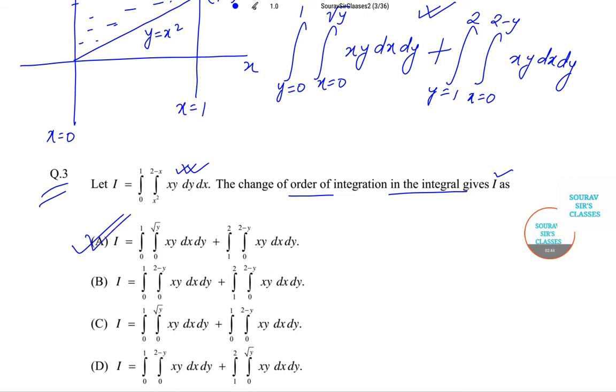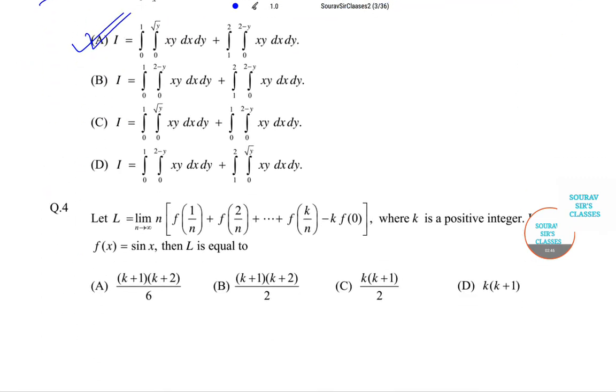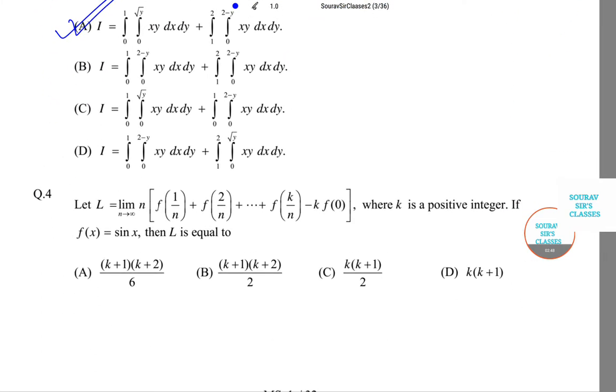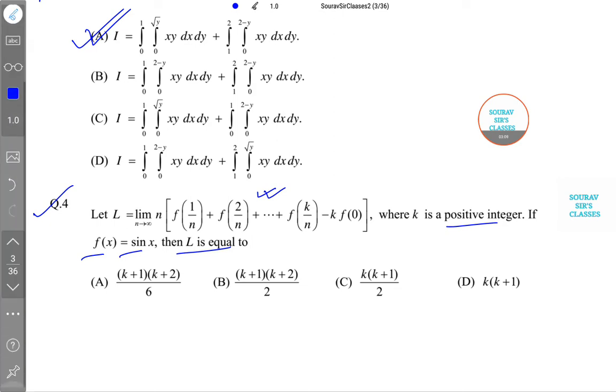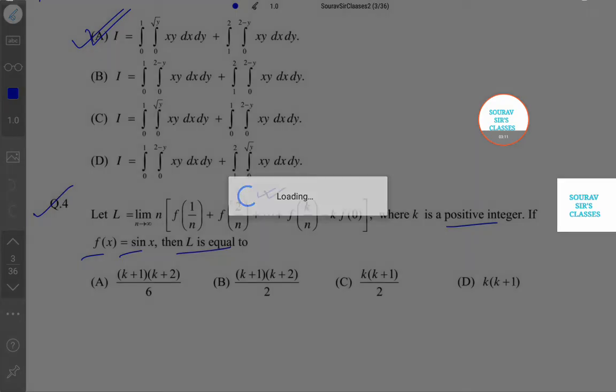Next we move on to question number 4. Now the question is, let L be given by this, where K in the limit itself is a positive integer. Now, if f(x) is sin x, then L is equal to what? So, we need to comment on this. So, for this, I'll insert a page and do it.